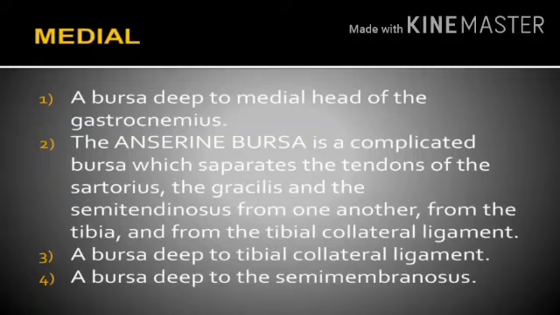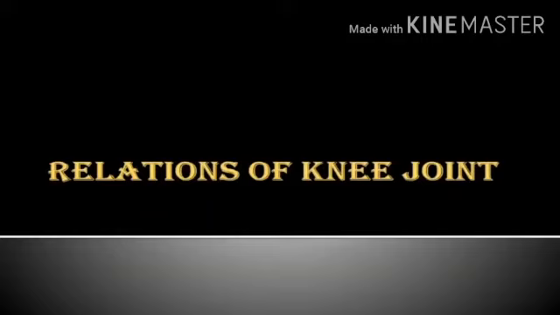On the medial side, a bursa deep to the medial head of the gastrocnemius, very easy to learn. On the lateral side, deep to the lateral head of the gastrocnemius. On the medial side, deep to the medial head of the gastrocnemius. The anserine bursa, its presence is also a reason behind the complexity of the knee joint. It is a complicated bursa which separates the tendons of the sartorius, gracilis and semitendinosus from one another, and from the tibia and also from the tibial collateral ligament. A bursa deep to the tibial collateral ligament, and a bursa deep to the semimembranosus muscle.